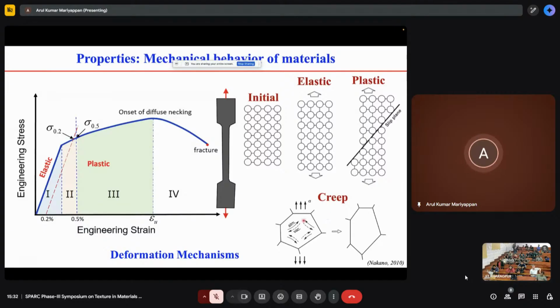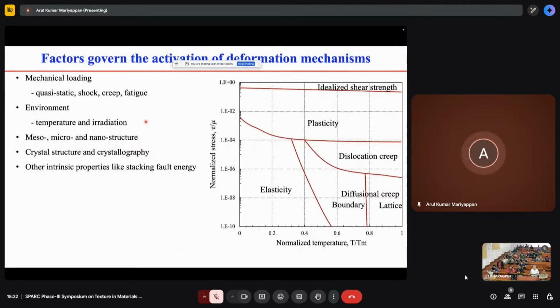These mechanisms are actually governing whatever mechanical response we have in the material. In reality, what factors govern the deformation mechanisms? It depends on the loading. If I have quasi-static loading, shock loading, creep, or fatigue, we have different mechanisms depending on the loading condition. The type of environment, either temperature or irradiation, the type of microstructure, and other intrinsic properties like density and stacking fault energy all play a dominant role in governing the activation of deformation mechanisms.